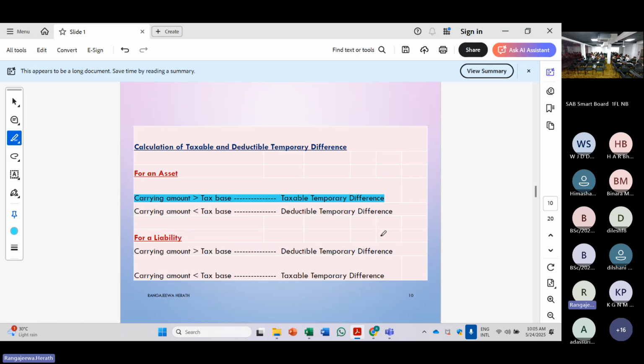Taxable temporary difference multiplied by the tax rate, you will get deferred tax liability. Deductible temporary difference multiplied by the tax rate, you will get deferred tax asset. Right.